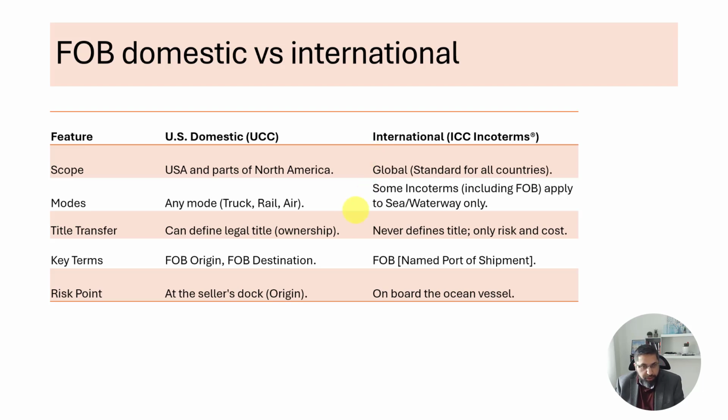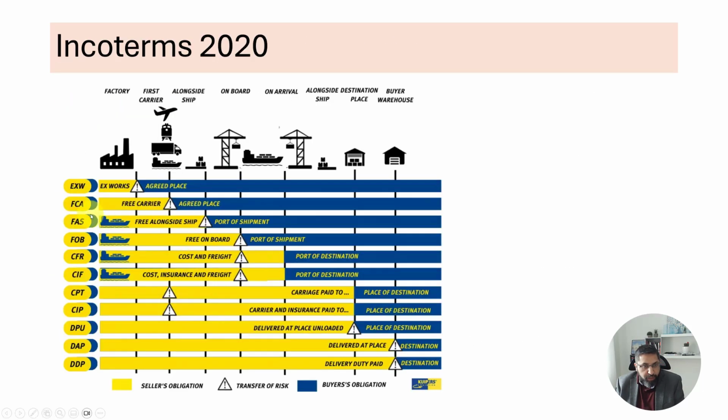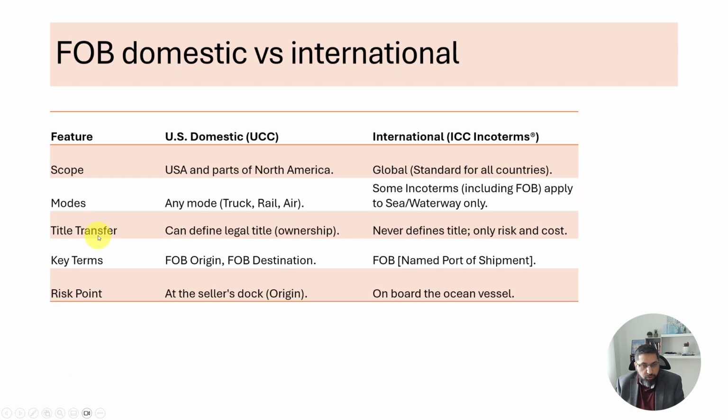If you go back to this picture, these 4, where there's a boat icon, including FOB, the second one of these 4, only apply to sea waterways. They don't apply to rail or truck or air. But the FOB domestic applies to all of them.